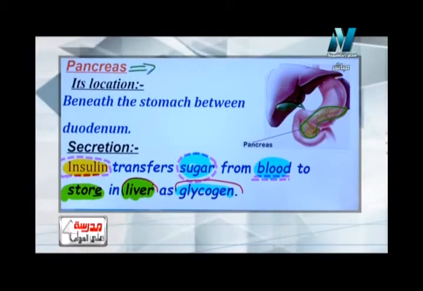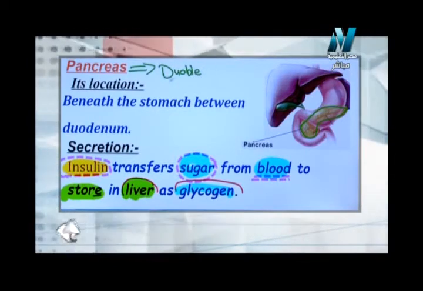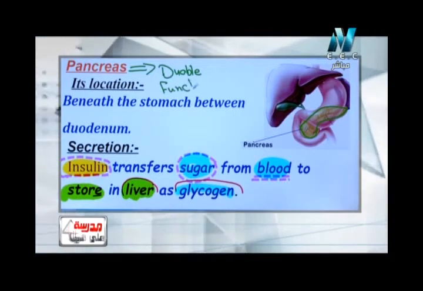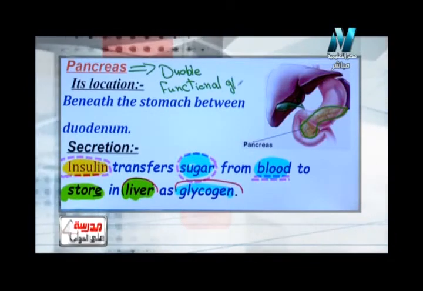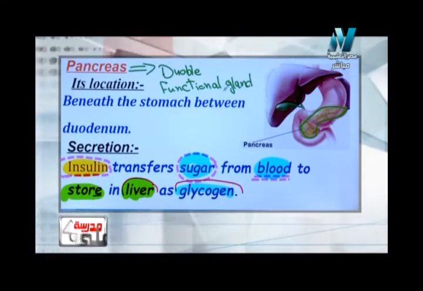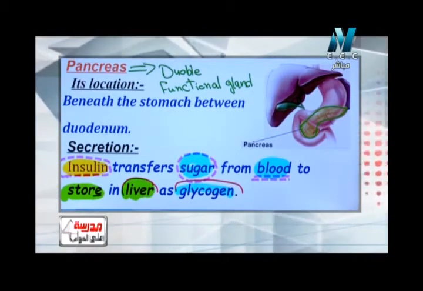Pancreas is double functional glands. Why؟ اقول له ليه double functional gland؟ اقول له تعالوا نجاوبها هنا. اقول له because اهو بيعمل ايه بقى البنكرياس؟ Secrete insulin.